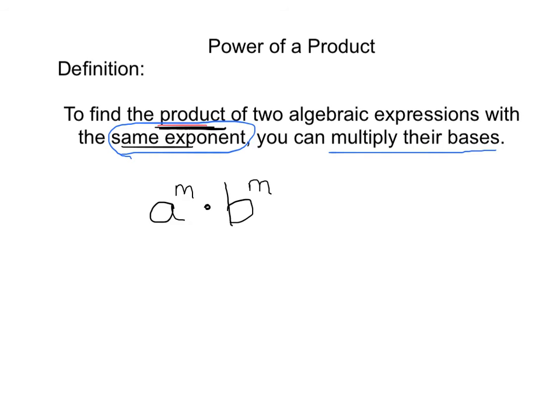And so to find the product of two algebraic expressions with the same exponent, which is what we have here, we are going to multiply the bases together and keep the same exponent. So that's what our power of a product tells us.